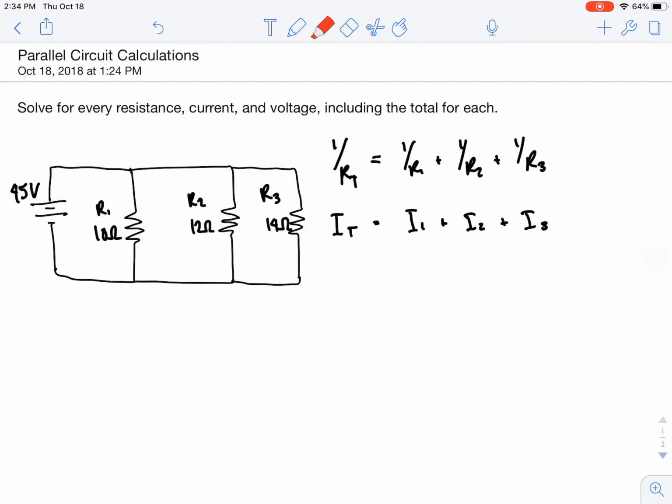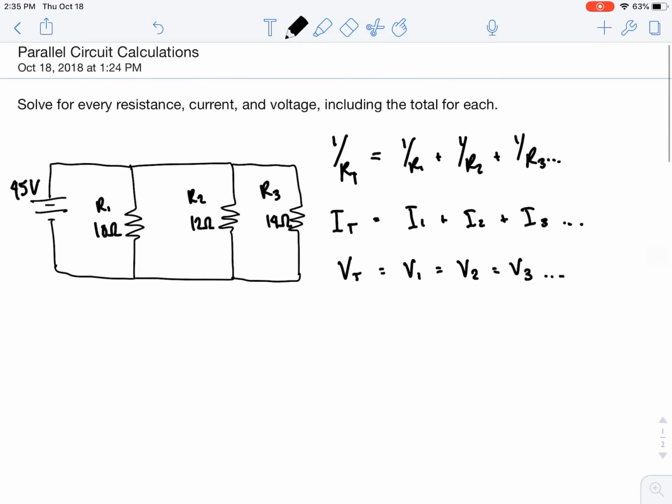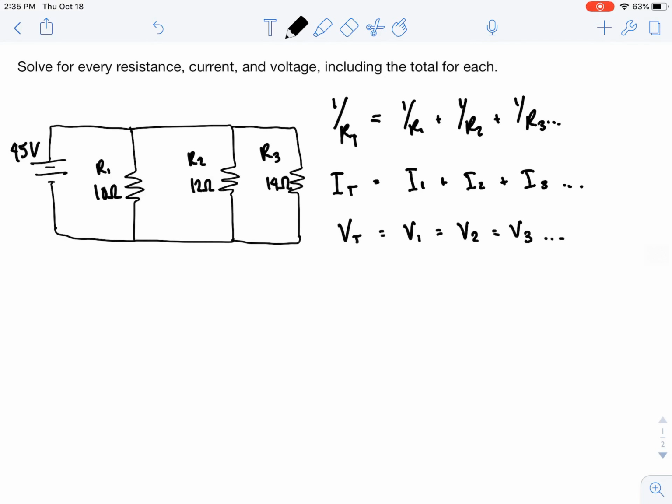The current is going through all the paths at the same time, but unlike a series circuit, there's multiple paths. So that means that your current is split. But on the other hand, because they're going through all of it at the same time, the voltage is the same throughout. And all these rules would just get you through how to solve each one of these for a parallel circuit. So let's dive a little further.